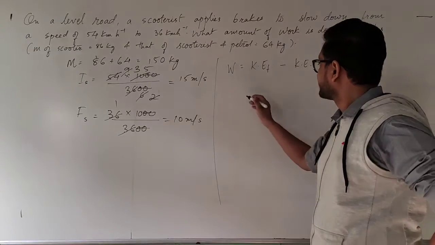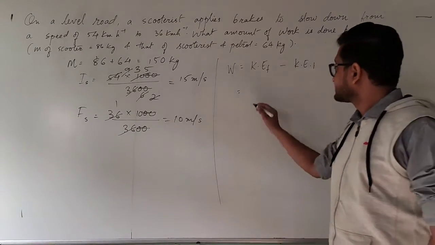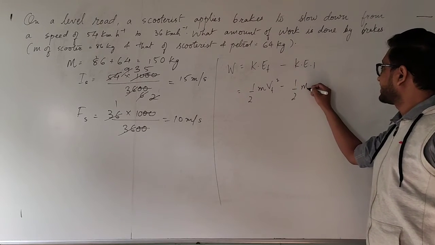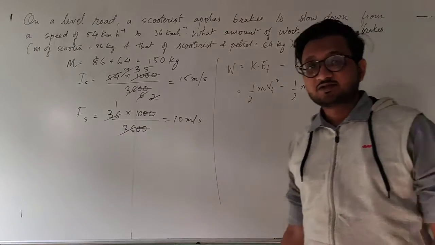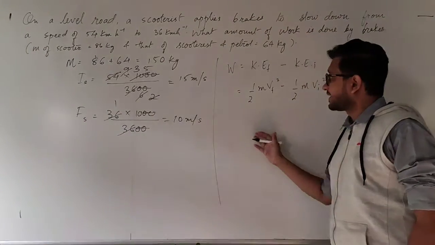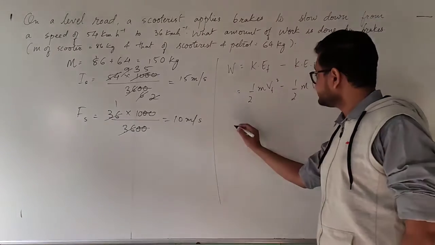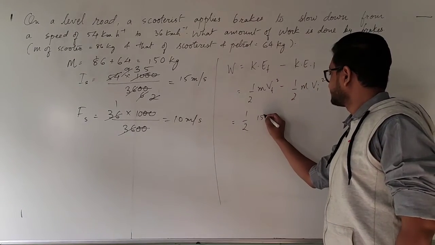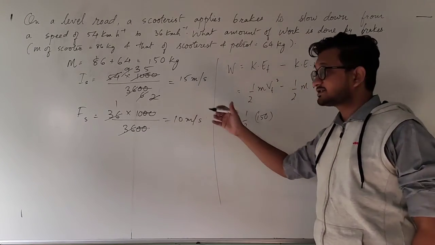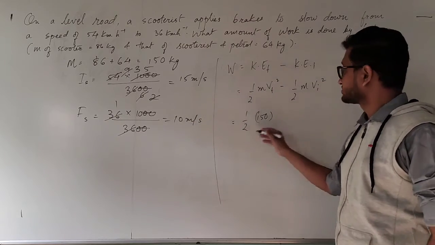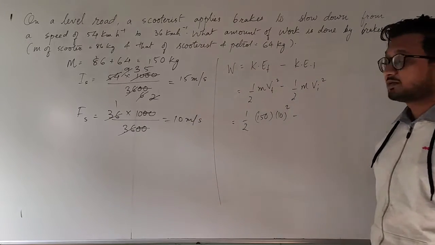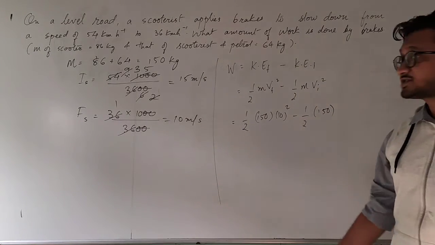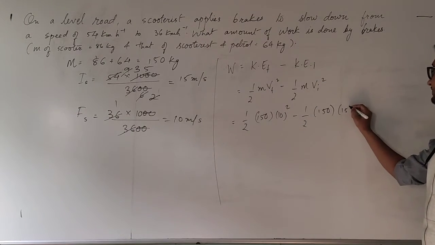So moving forward, the formula for kinetic energy is half m v final square minus half m v initial square. That is initial velocity and final velocity, and we have those. So what is the mass of the scooter? That is 150, and final velocity is 10. So we will do half, 150, 10 square over here, minus initial, that is half, 150, and initial is 15. So I will be writing 15 square.